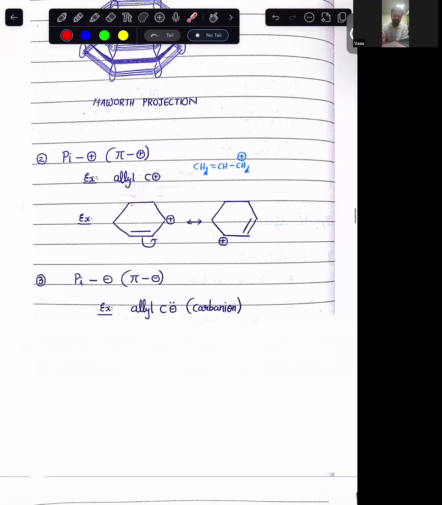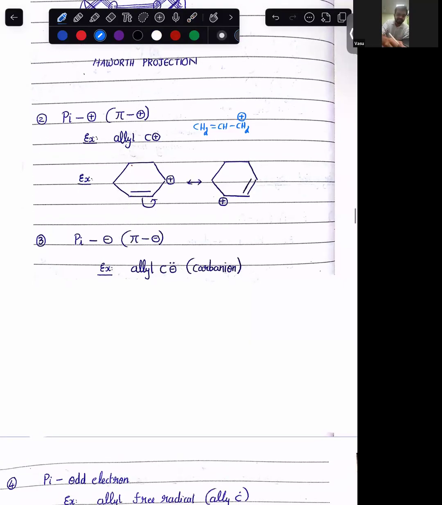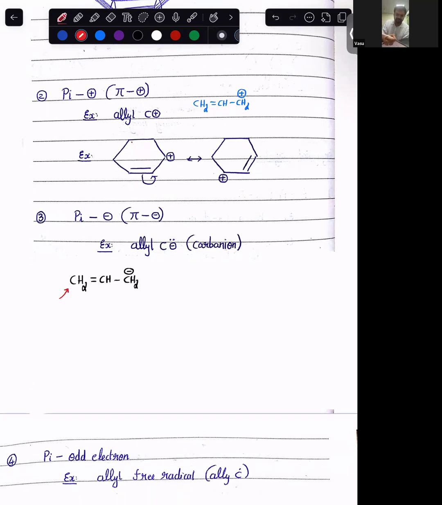Okay. So the next system is the pi alternate negative allyl carbanion. Yes, this is an interesting case, everyone. You have CH2 double bond CH bond CH2 negative. Tell me the hybridization of these carbon atoms. Everyone, fast. All of them will be sp2, sir. Okay, this is sp2, and the next is sp2. What about this one? It will also be sp2, sir.